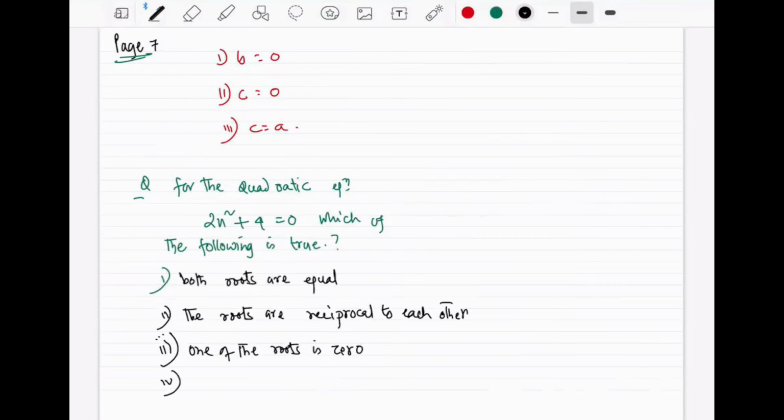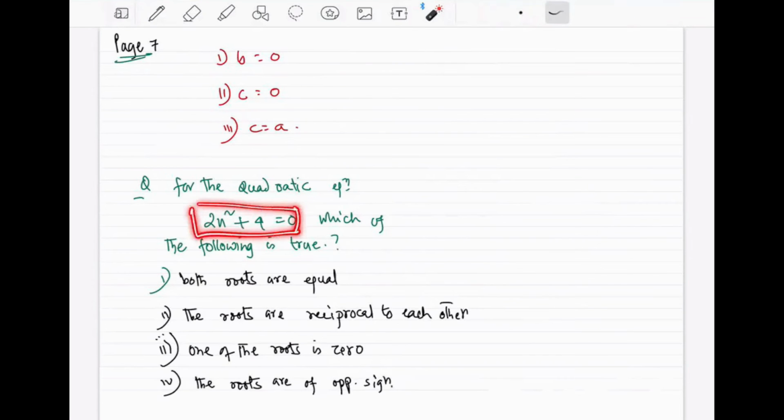And the fourth one, the roots are of opposite sign. Okay, look at this equation. Which condition is satisfied? B equal to 0, C equal to 0, C is equal to A. As you can see, the B term is missing. A is here, the x squared term is here, the constant term is here. So the B term is missing.